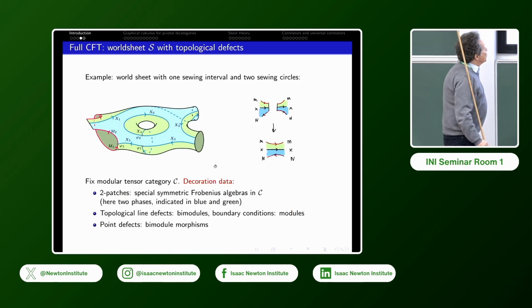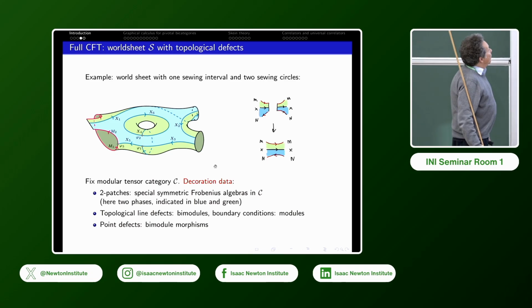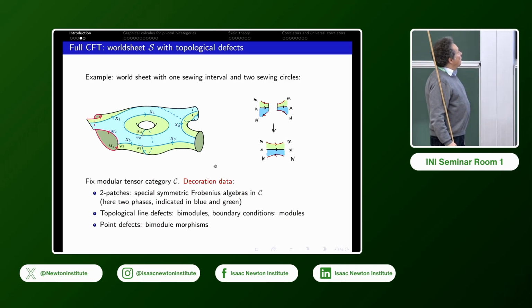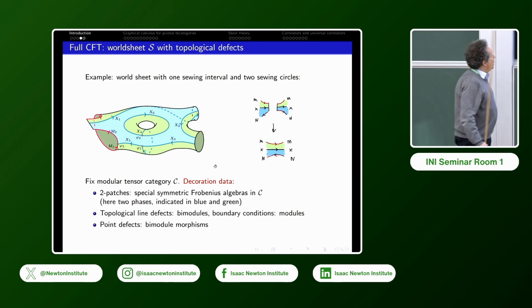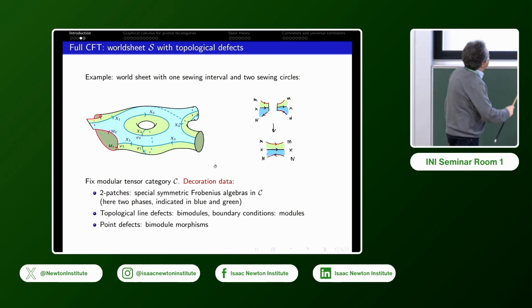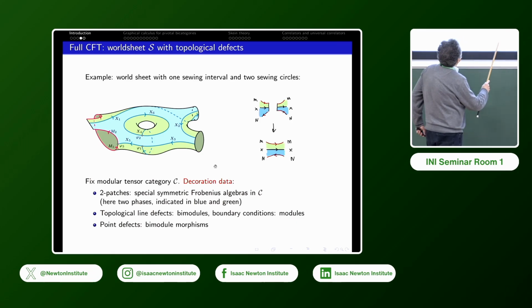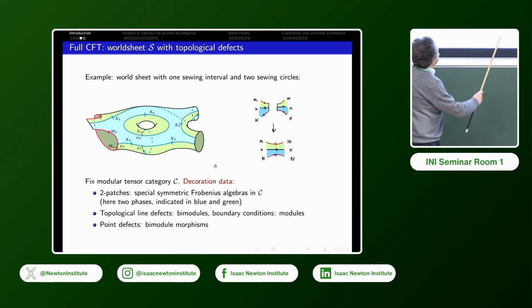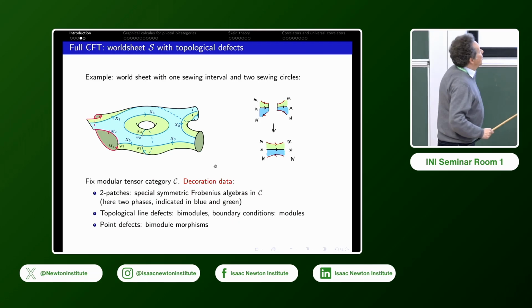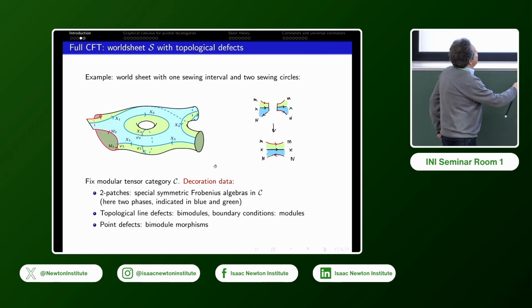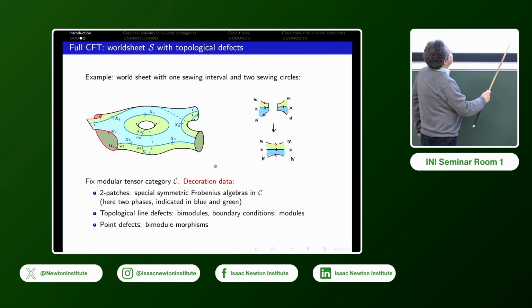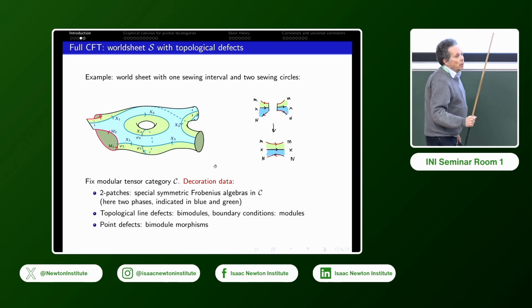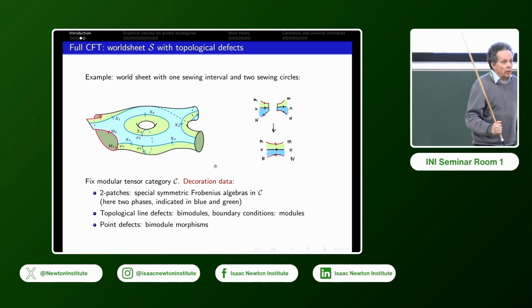Okay, so now what should we do with the worksheet? So what should be the data we need to specify to talk about a CFT correlator? So I take the same surface, and you see I have here two bulk insertions. These are not ordinary bulk fields, but these are bulk fields where defects can start and end. So they are more general even than ordinary order-disorder fields.